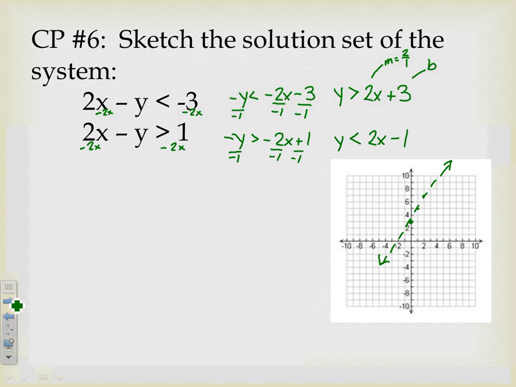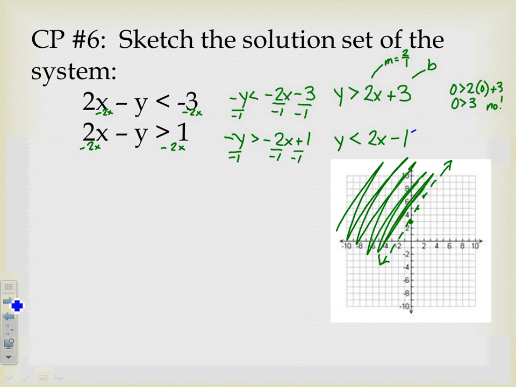Shading on this one. It doesn't go through the origin, so I can use it. Is 0 greater than 2 times 0 plus 3? Or in other words, is 0 greater than 3? No. So don't shade where the origin is. Go to the other side of the line.